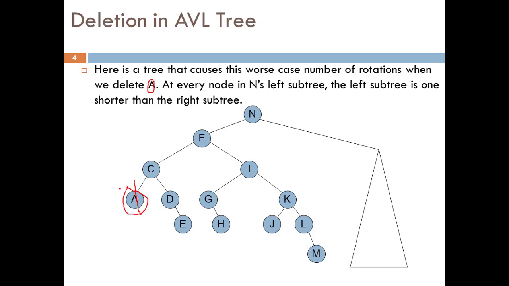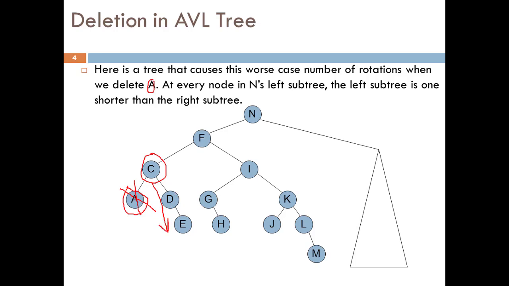But it is not as simple as it seems in a BST, binary search tree. The deletion of a node affects the balance factors of the left subtree of n and the right subtree of n, which is written here. At every node in n's left subtree, the left subtree is one shorter than the right subtree. For example, once we delete this one, we will see that this C node is now imbalanced. If we look at this scenario, it is an imbalanced situation.